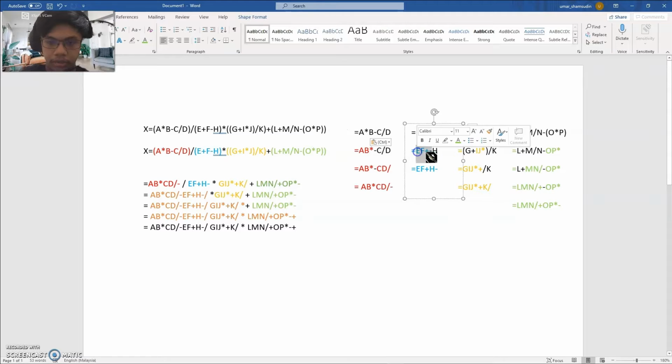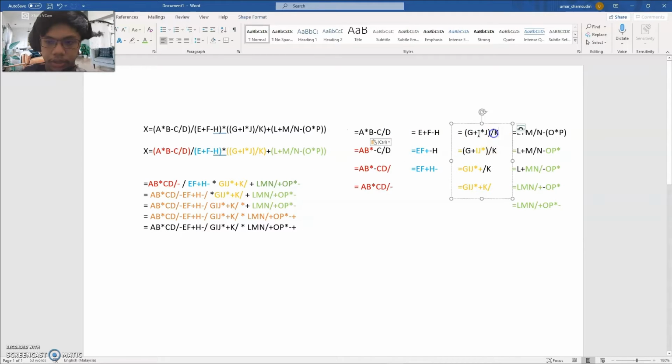The blue color one is the operand and H is the operand, and the subtraction is the operator. So you need to take the subtraction to the back of the operands and the answer will be like this. So this is the postfix for this infix. Next, I will do the yellow one.